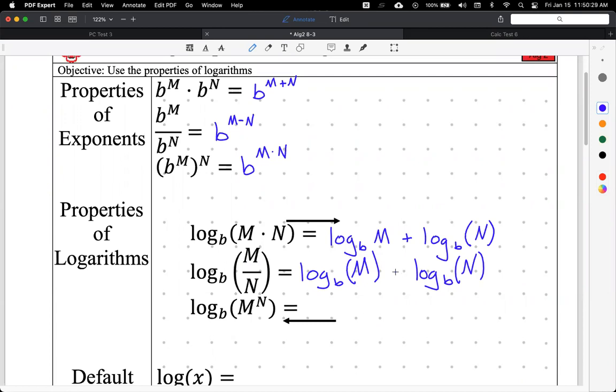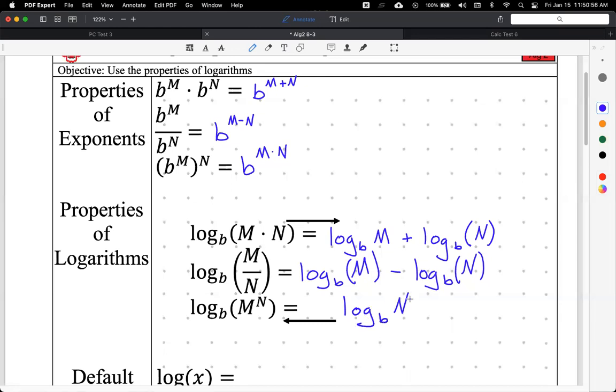Is it minus? It is indeed a minus. And this is the most complicated rule of the day. If I have a base to a power, how do I say a power to a power? Well, I can say log of M is a power. So I can say, I'm going to give some room here. Log base b of capital M.